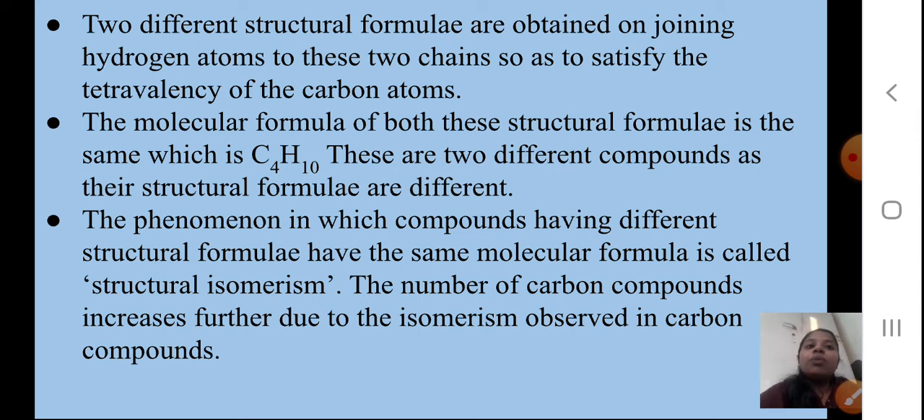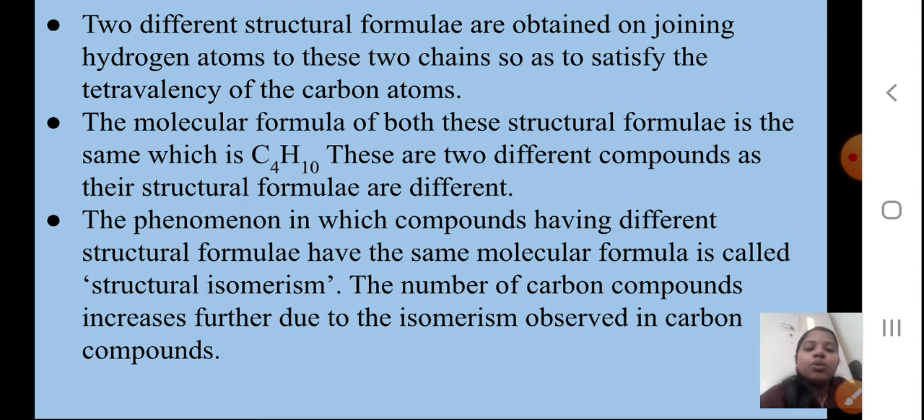The molecular formula of both these structural formulas is the same, which is C4H10. But I can draw it in 2 different ways. These are 2 different compounds as their structural formulas are different. They have the same molecular formula, C4H10 only, but their structural formulas are different.